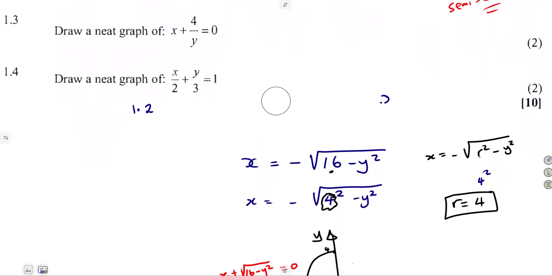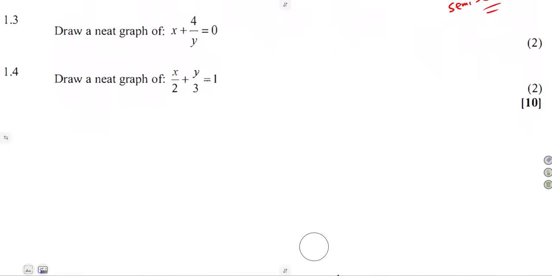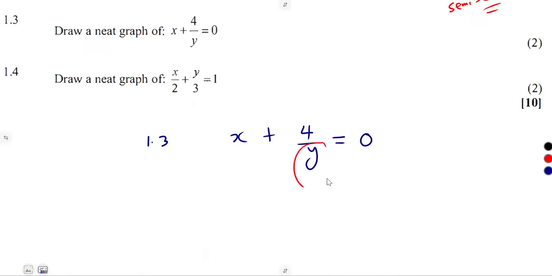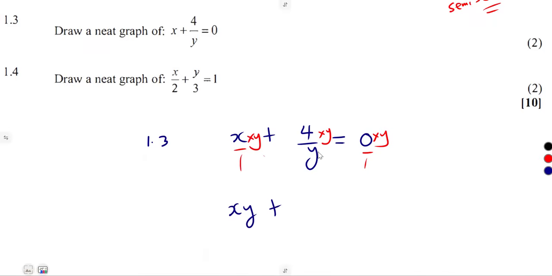Draw a neat graph of this. All right, so what are we given there? They are trying to hide a certain graph that we just need to figure out. x plus 4 over y is equal to 0. What is it they are trying to hide here? We are not used to the y in the denominator like this. So let us just get rid of it, because x is the same as x over 1. So our LCM, or the LCD, is what? It is y for the given denominators. Multiply each and every term by y there. That is going to give us xy plus 4, which is equal to 0.